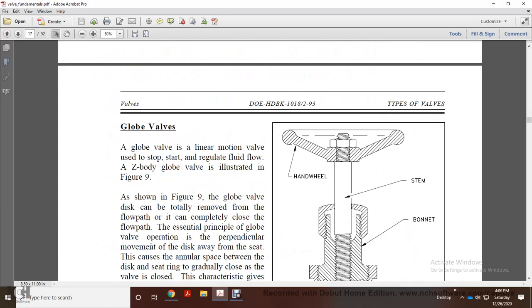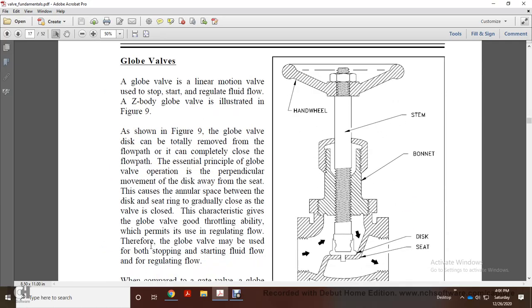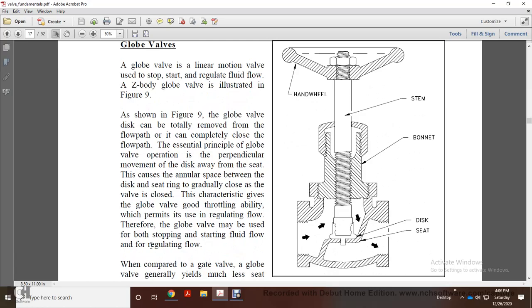Alright, your globe valve. The globe valve is a linear motion valve used to stop, start, and regulate fluid flow. The Z body of the globe valve is illustrated in Figure 9. As shown in Figure 9, the globe valve disc can be totally removed from the flow path, or completely close it. Essentially, the principle of globe valve operation is perpendicular movement of the disc away from the seat, creating an annular space between the disc and seat ring. Gradual closing of the valve gives the globe valve a good throttling ability, which permits its use in regulating flow. Therefore, the globe valve must be used both to stop and start fluid flow and for regulating flow.